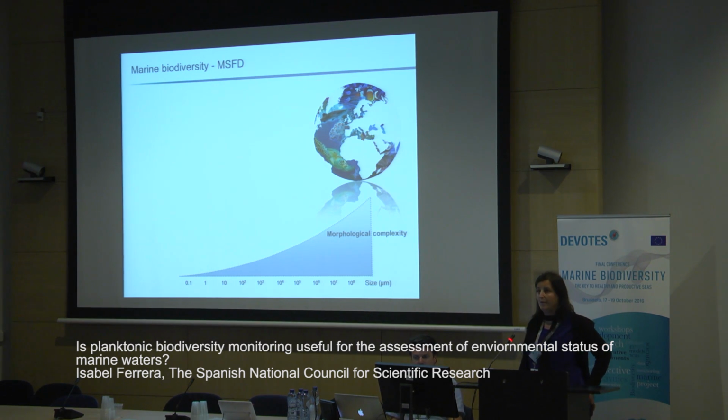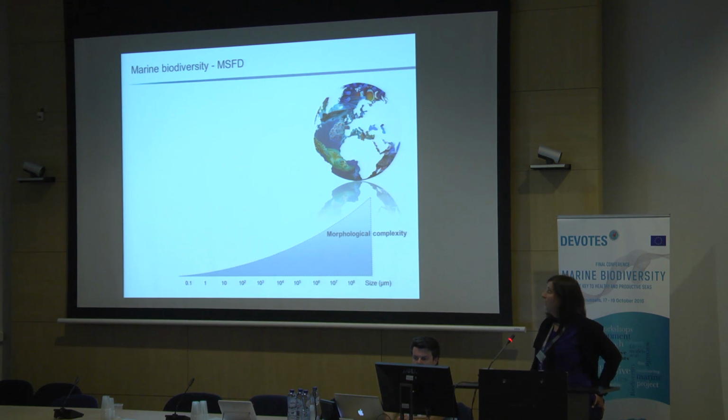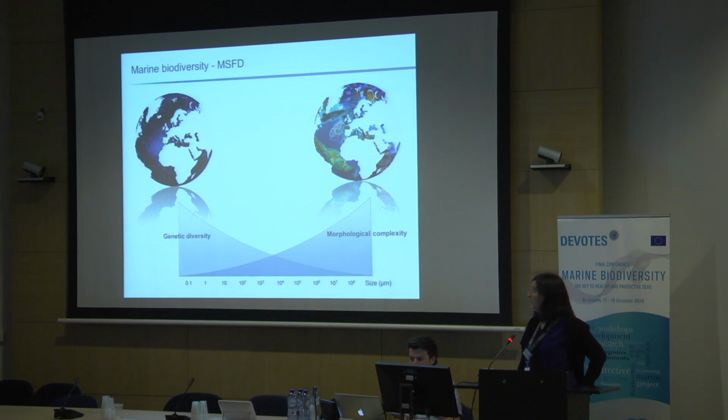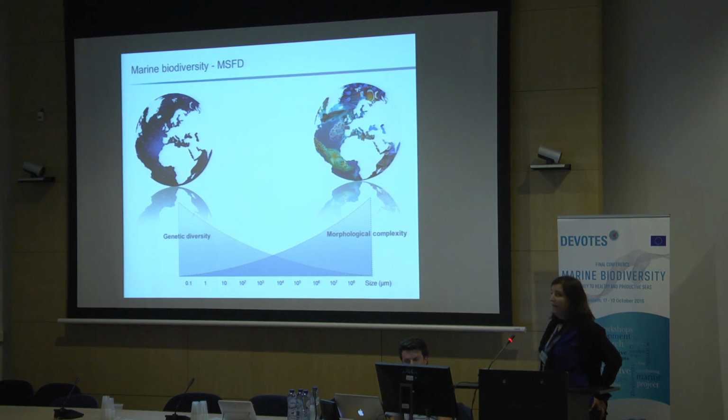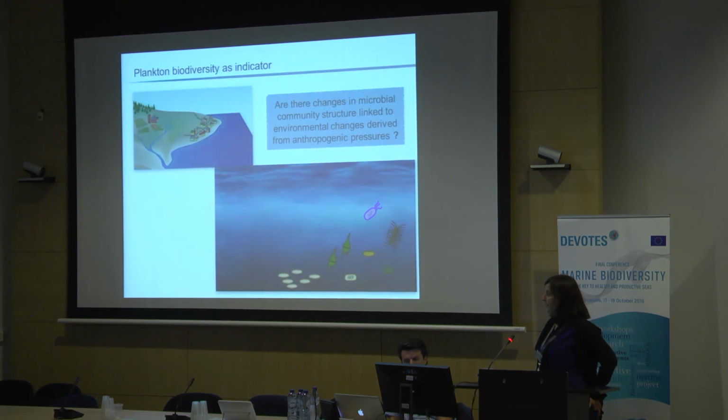And as we've seen here, most of the effort has been put on the monitoring of large organisms that are more easily identified, and they cover a wide range of sizes. But nowadays we know that most of the diversity is contained in the small microbes that form the marine plankton. These organisms are very diverse, but also very abundant and relevant for the ecosystem since they form the base of the food web. And nowadays we have the tools to study this diversity. What we don't know is if there's a link to the environmental status of the ecosystem.